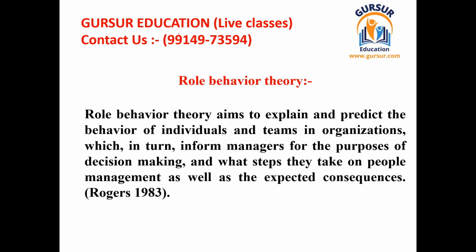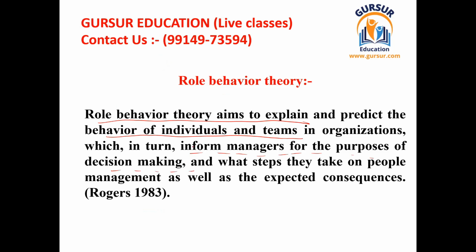We move further. This is the next one. This is role behavior theory given by Rogers in 1983. So this tells you that everyone has a different role behavior in the organization, and they should be managed in the way of the roles they are performing in the organization. If there is a superior or the subordinates, they should be treated on the way they are performing their role in the organization. So this theory aims to explain and predict the behavior of individuals and teams in the organization, which in turn informs managers for the purpose of decision making.